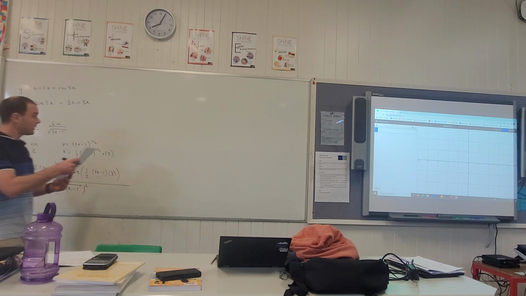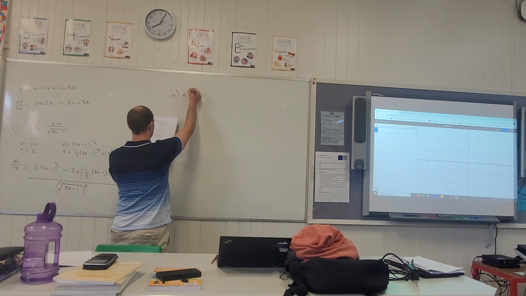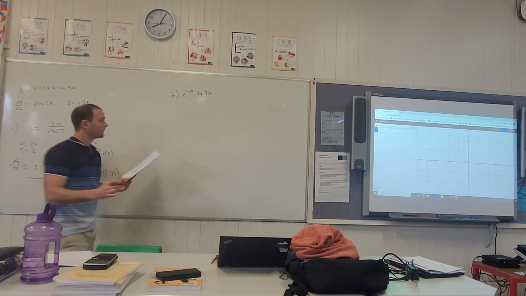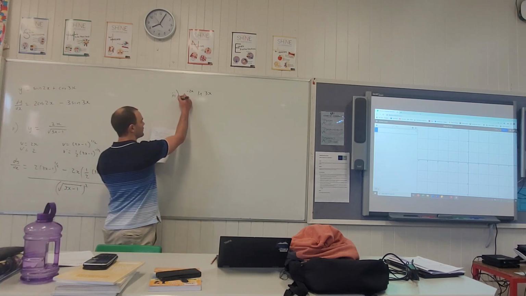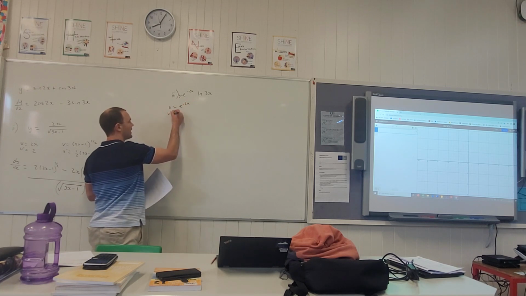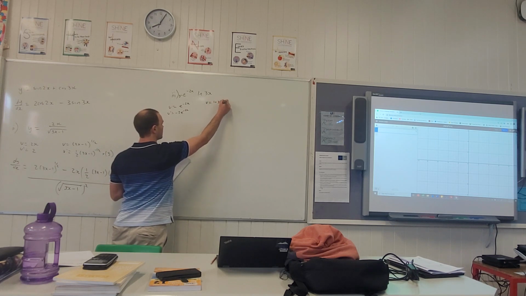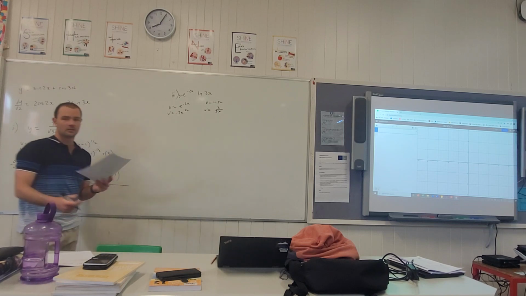Alright, on to the third one. We have e to the minus 2x multiplied by ln of 3x. So u times v, we have to use the product rule here. So we'll identify u dash, v, and v dash will be 3 on top of 3x, isn't it?